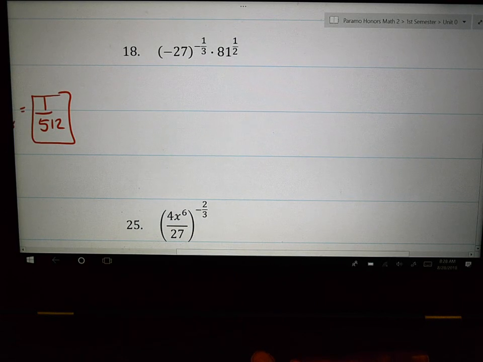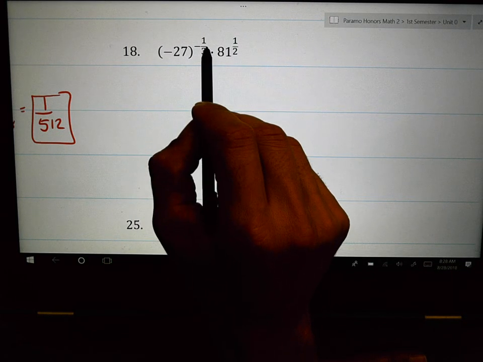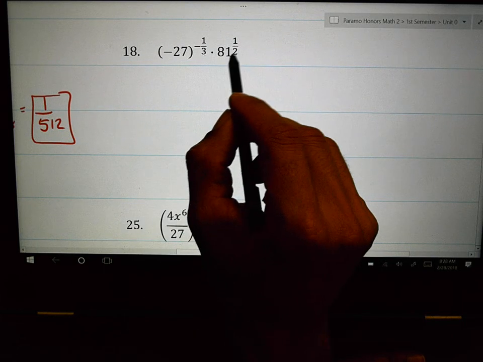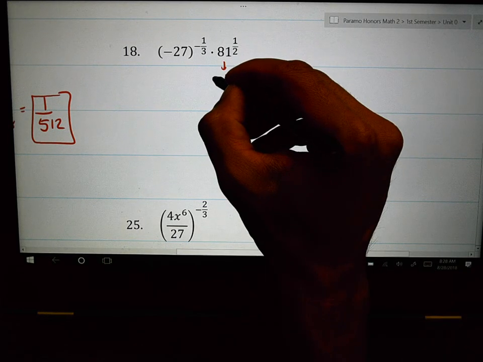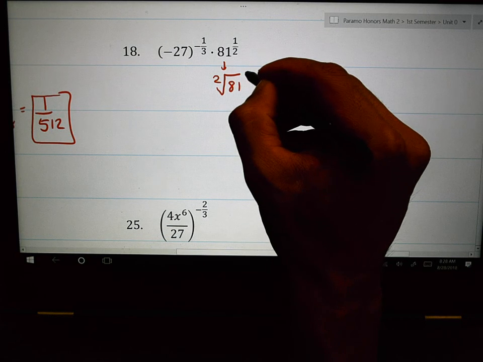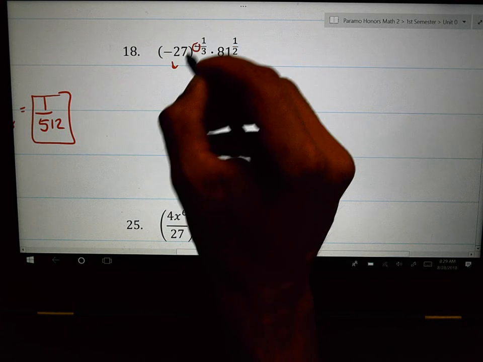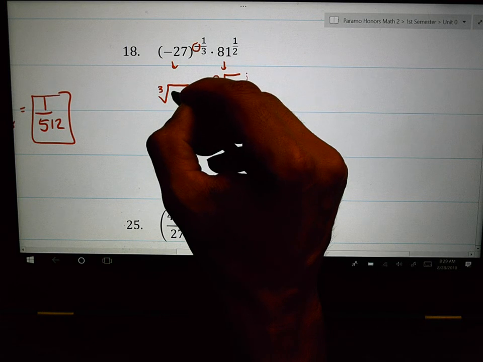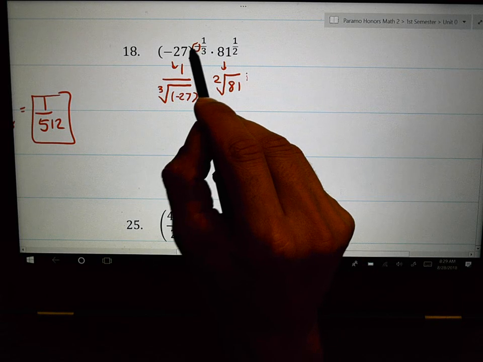Number 18. Now this one has a negative 1/3 power outside of parentheses, which means that this applies to the whole group, including that negative. This has a 1/2 for the 81. So I have to pay attention that this is the same thing as the square root of 81. I don't need to put the 1 like that. I have one factor. This, since I have a negative exponent, is the 3rd root of negative 27 in the denominator. That negative moves this downward.